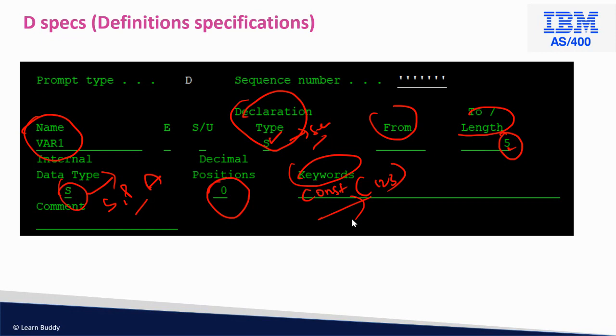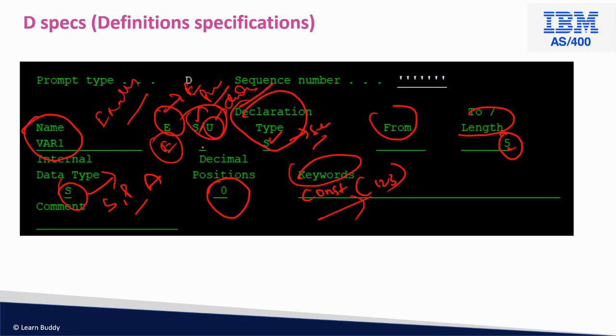Here you can see E, S, and U. What is E? E means an externally described field. If you use an externally described data structure, there you use the E. S is for the program information data structure, and U is for the data area data structure. So these three options are related to data structures.